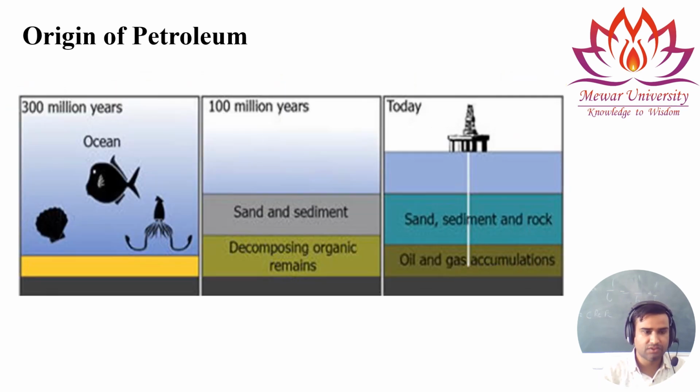Now talking about the origin of petroleum. Petroleum is basically a fossil fuel. You can see that it came after decay of the fossils. You can see this in the picture. 300 million years ago, these animals died and were deposited on the surface, and due to the sediment process they were buried below the subsurface under the ocean and a few on land. 100 million years ago, these marine animals or land animals' organic remains decomposed. So this has converted into oil and gas.